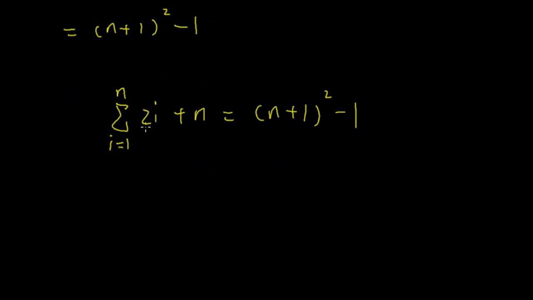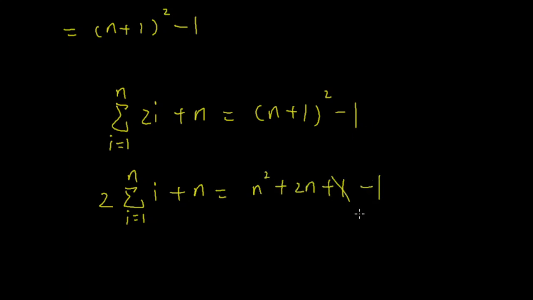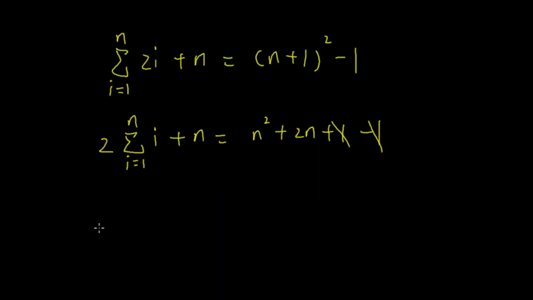In that case, I can take out the 2, it's a constant, out of the summation. So 2 times the sum of i from 1 to n, plus n, is equal to, what's this? We'll expand this. We have n squared plus 2n plus 1 minus 1. So the 1 and 1 cancel out. I have 2 times the sum of i equals 1 to n, plus n, equals n squared plus 2n.